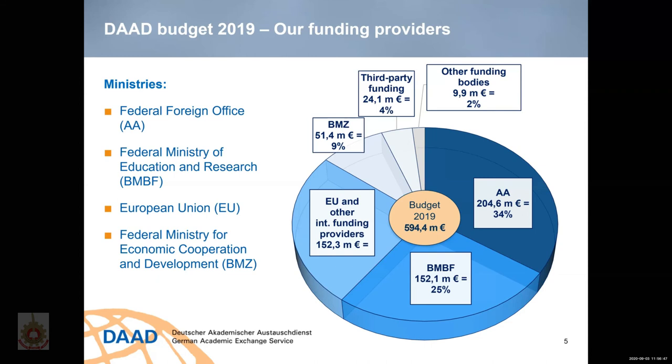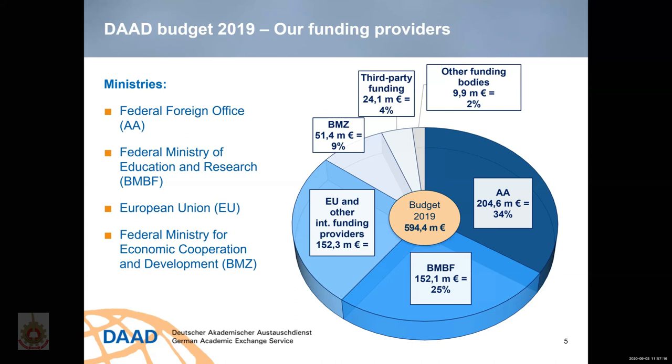We get our funding mainly from the German government, from different ministries, most of all the Federal Foreign Office of Germany, which contributed 35% of our budget in 2019. Also the Federal Ministry of Education and Research, the Ministry for Economic Cooperation and Development, and last but not least, the European Union. These are our main sponsors.